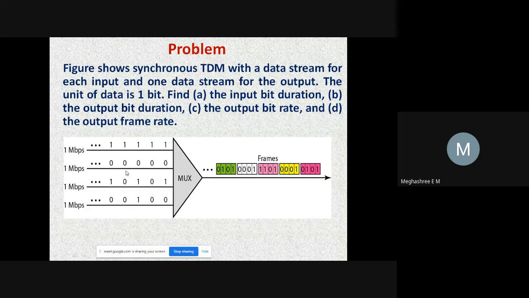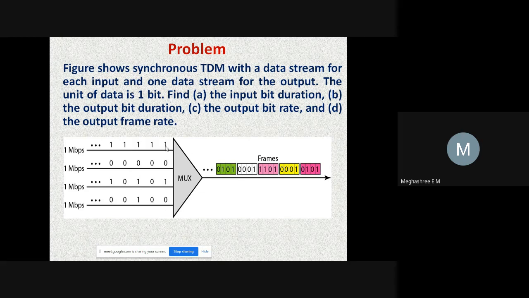So here, for the input, they have given the unit of data as 1 bit. As I said, the input unit may be a bit, or a character, or a block of data, right? With respect to this example, the unit of data is 1 bit. It may be 1 with respect to this input line, 0 with respect to this input line, again 1 with respect to this input line, and again 0 with respect to this input line. And the same is present in the frame as well.